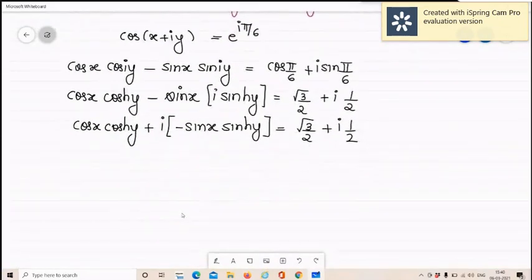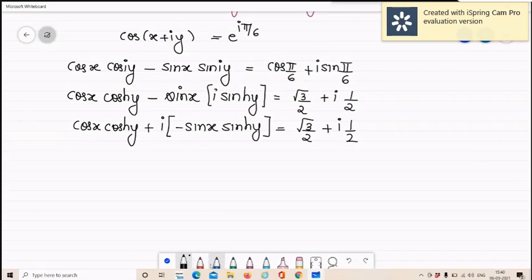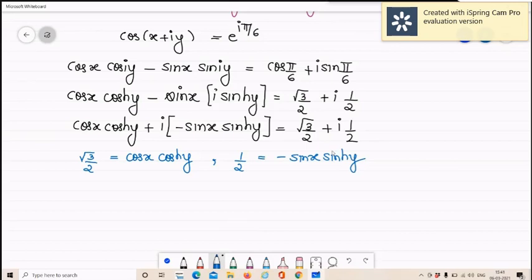So basically we expanded it, and after that what we are trying to do is, now again we are going to compare the real and imaginary part. So root 3 by 2 is equal to cos x cos hyperbolic of y, and half is equal to minus sine x sine hyperbolic of y.